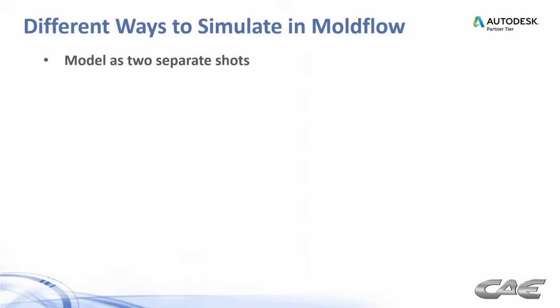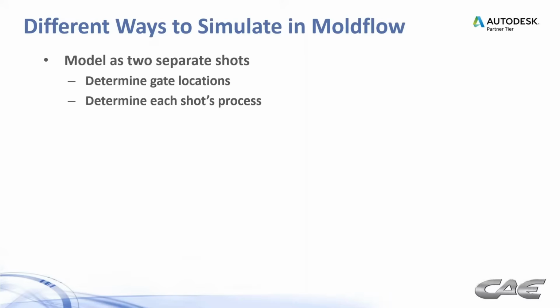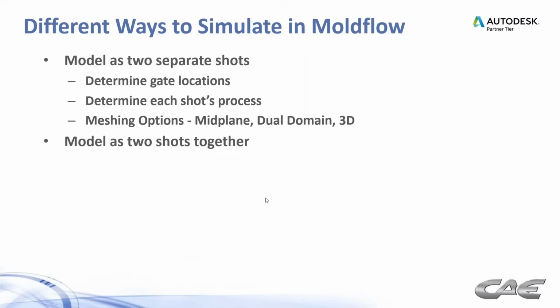So let's talk about the different ways we simulate things in Moldflow. We often will model it as 2 separate shots, and that gives us a lot of advantages when we're playing what if up front. We can use it to determine gate locations, determine each shot's process. And we have different meshing options available for that. To those who are familiar with the different types of mesh in Moldflow, we could use midplane mesh, we can use dual domain mesh, or we can use 3D. So that's one way to do it, is separate shots.